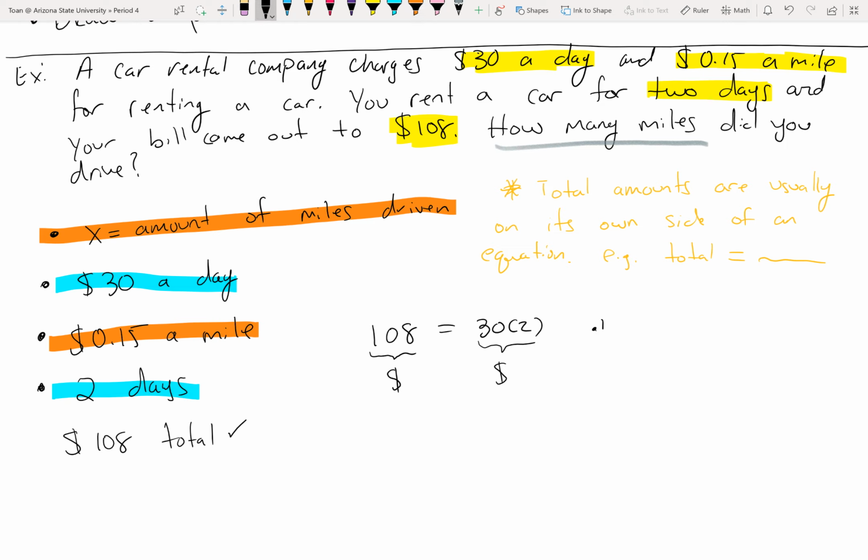So 0.15X. And this is money. And since the 108 was a total, in math, the word total tells you to add. Voila. There's your equation. The rest is child's play. The rest is like Algebra 1, solve for X. So that was the hardest part there. Trying to piece together your information into a coherent equation that allows you to solve.